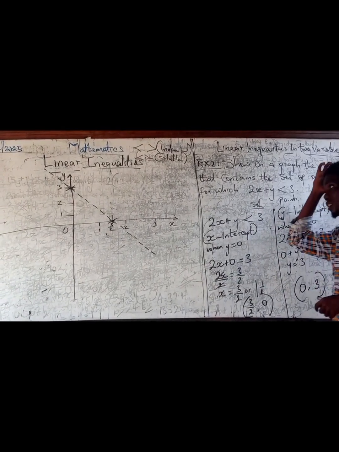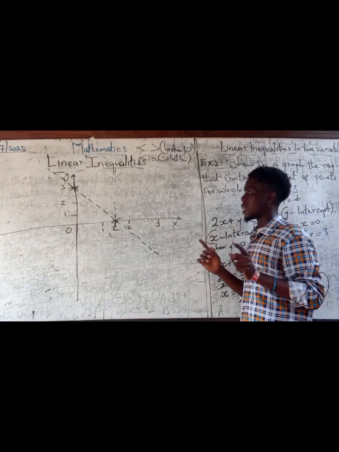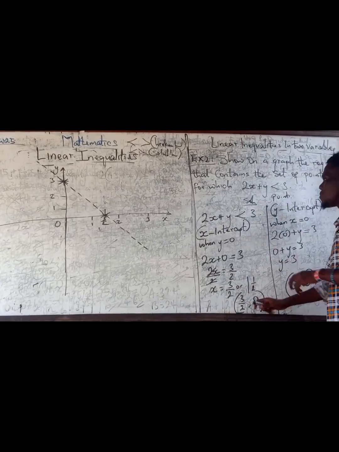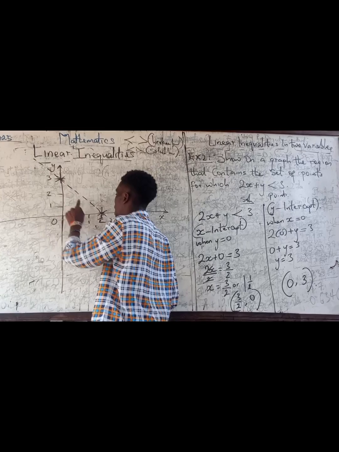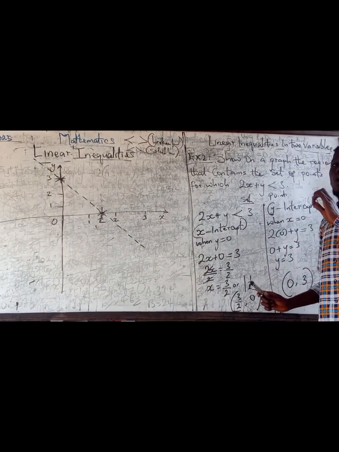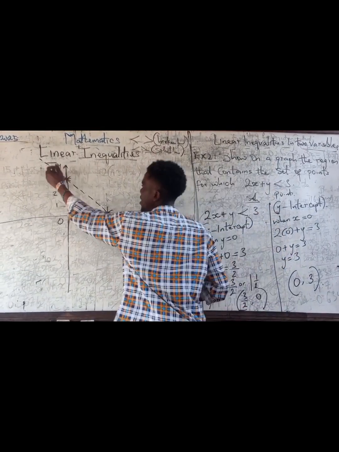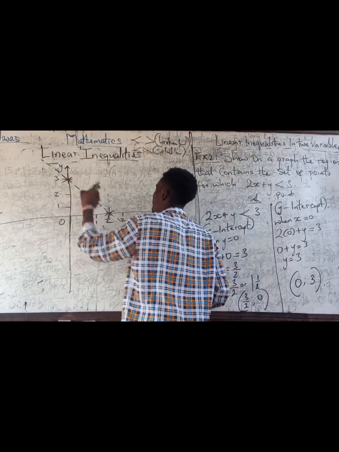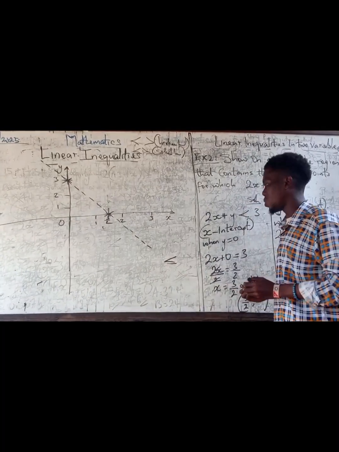The reason why we do that is because we use a broken line. And the broken line tells us that these values are not included. Remember, if it is less than, these values are not included. So meaning you can't count 3 and you can't count 3 over 2. But if it was less than or equal to, we would have used a solid line, meaning there will not be breaks, alright? So that tells you that the values 3 and 3 over 2 are included. So that is why we do that.